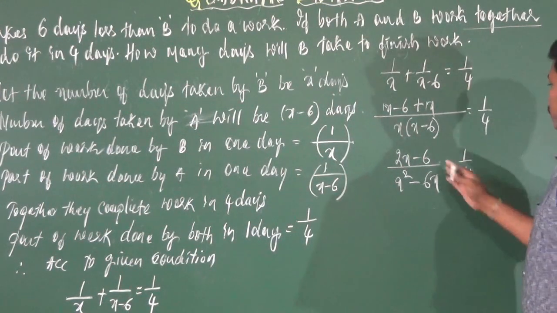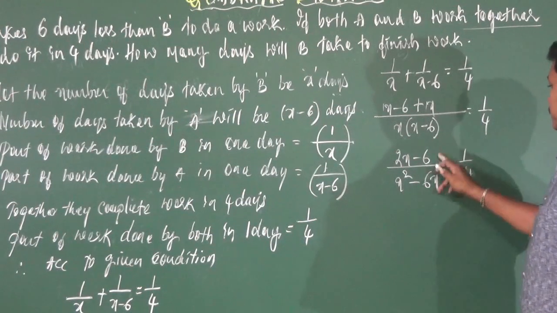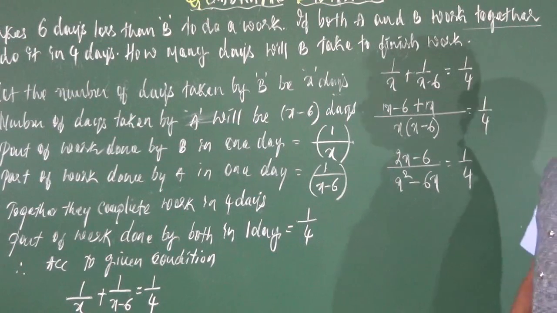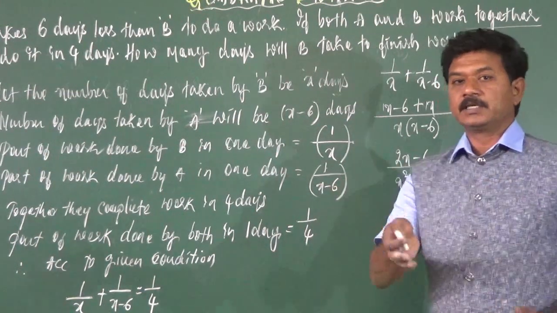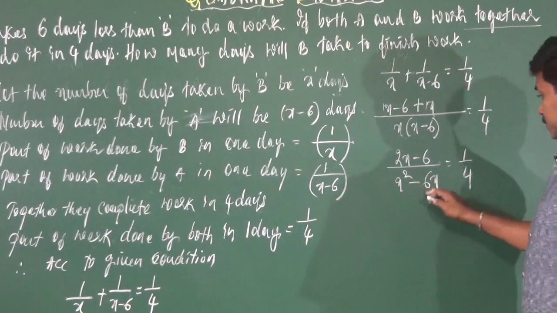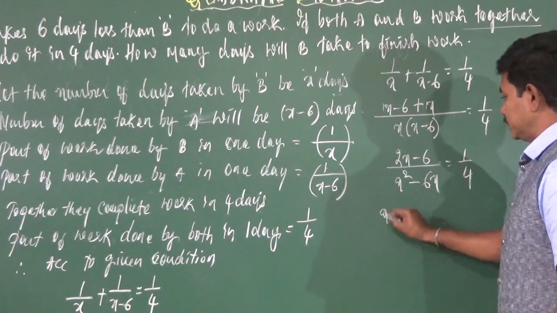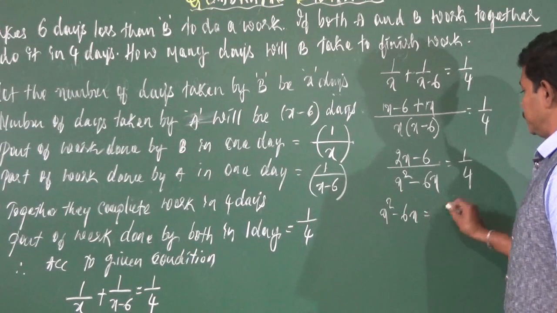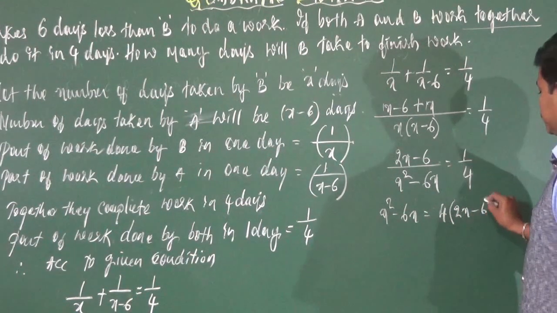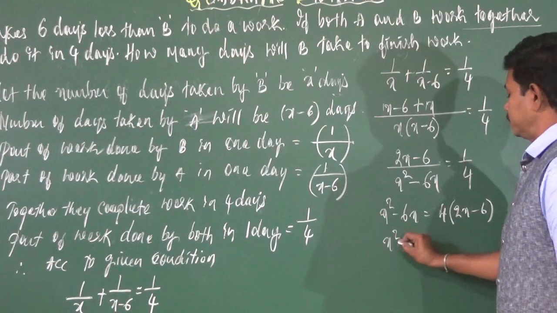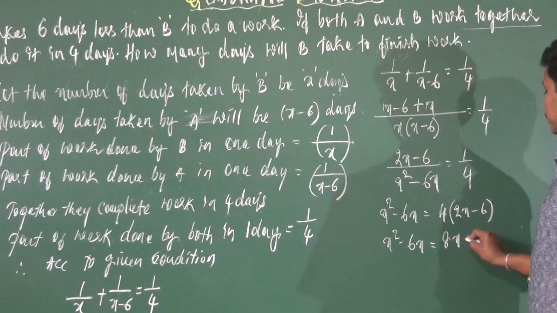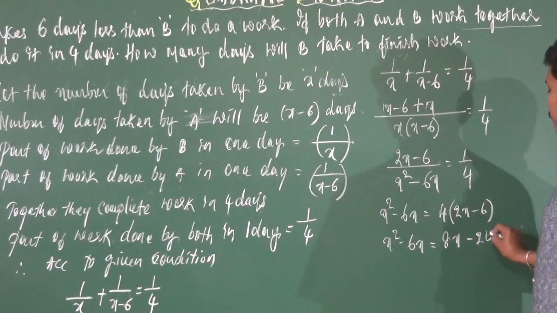So we have to go for cross multiplication here, because here is a fraction, here is a fraction, and in between we have equals. If two fractions are separated by equals, then we have to go with cross multiplication. So x square minus 6x into 1 is x square minus 6x, is equal to 4 into this, that is 4 into 2x minus 6. So x square minus 6x is equal to 4 into 2x is 8x, minus 4 sixes are 24.